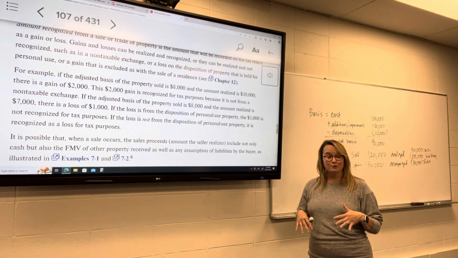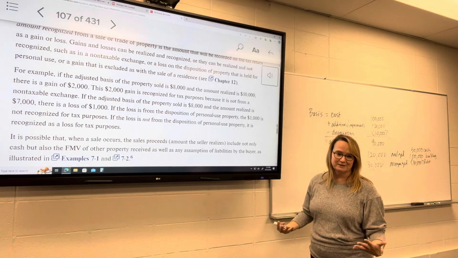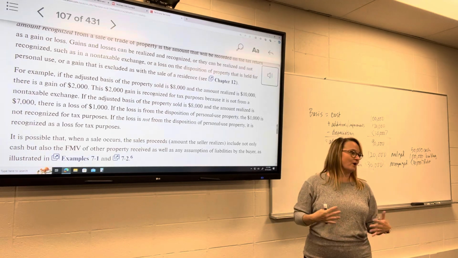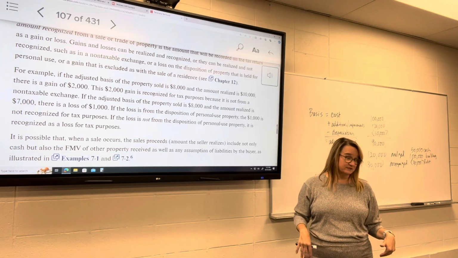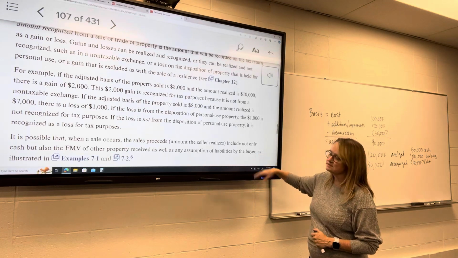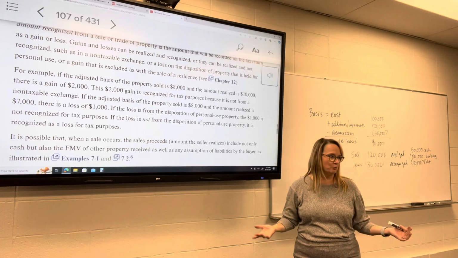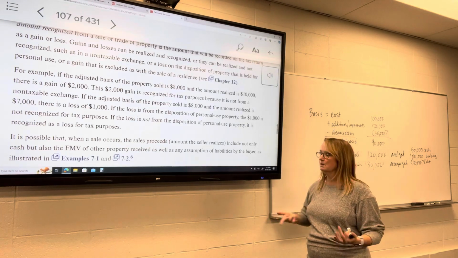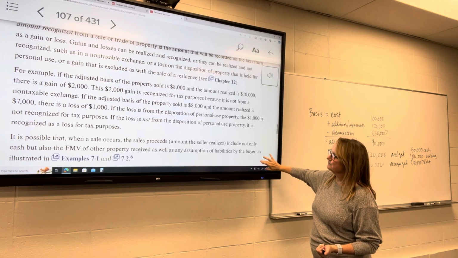You are supposed to recognize gains though on personal use property. Does everybody do that? No. Most property doesn't appreciate anyway. It falls in value, so it's not really an issue for most cases. Like think about the garage sales and stuff like that. The stuff you're selling, you paid way more for it and you didn't depreciate it, so your adjusted basis is going to be higher than what you sold it for.